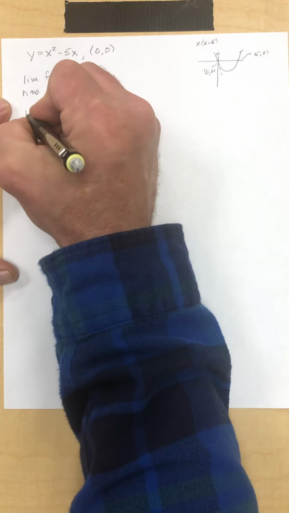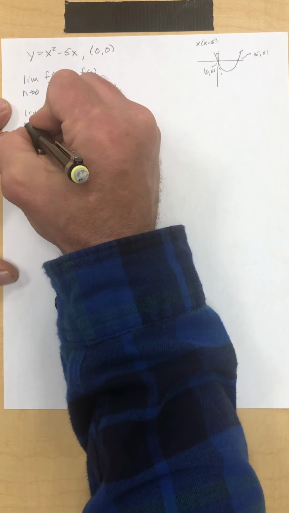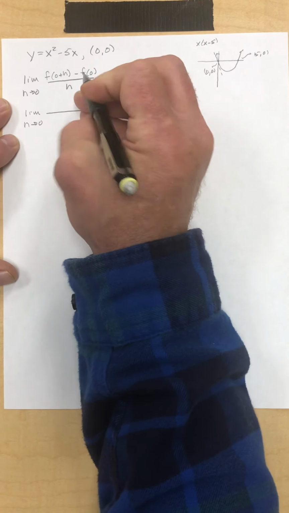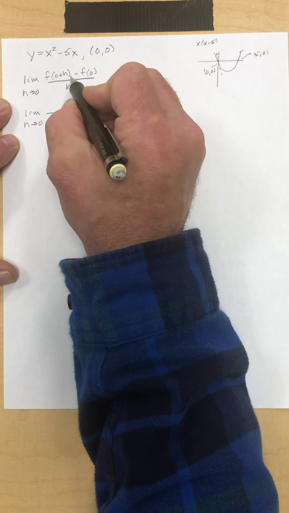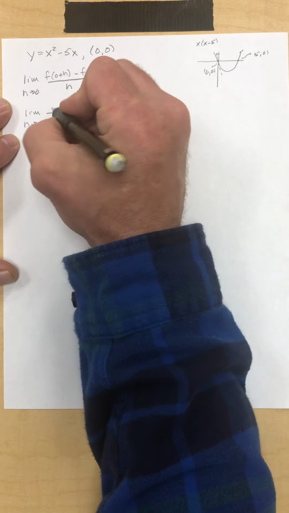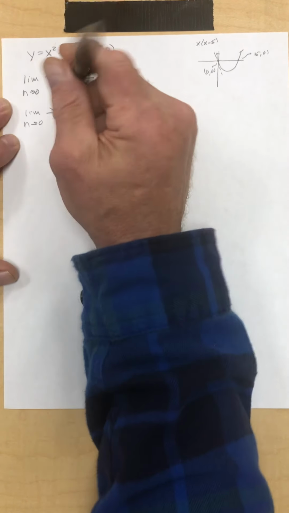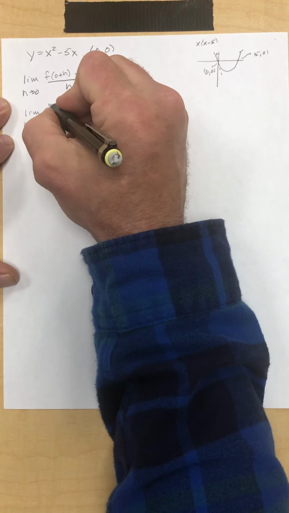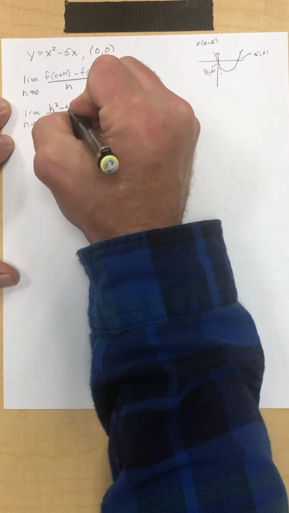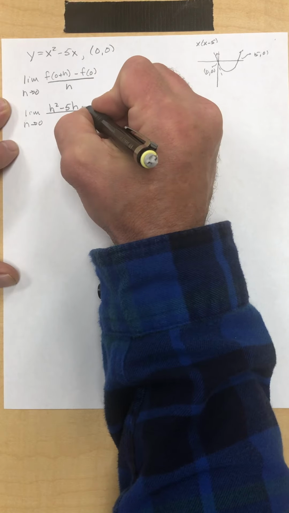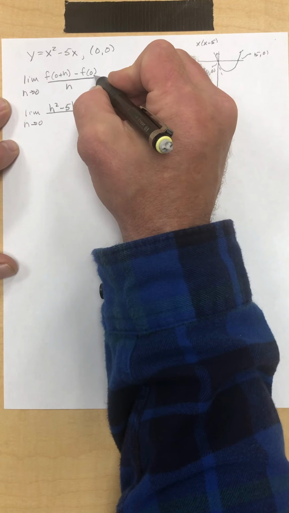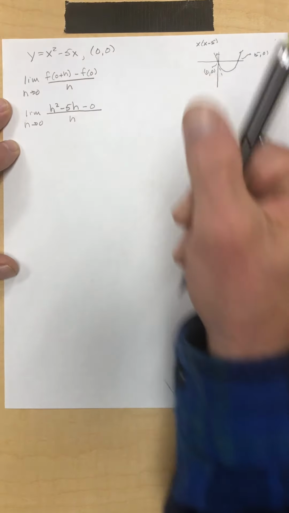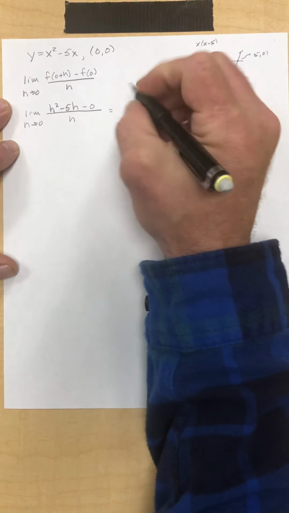So we get the limit as h approaches 0 of, well, 0 plus h is just h. So I'm going to get h squared minus 5h. I'm saying h squared and I'm writing x. That makes no sense. So h squared minus 5h, minus f of 0 is just 0, so that's 0 all over h. Boy, this guy's an easy one.